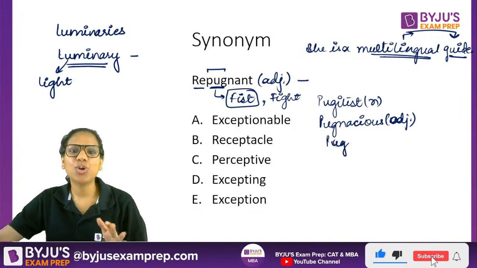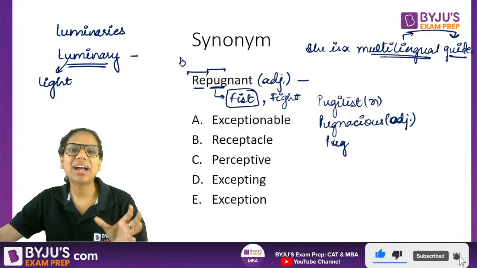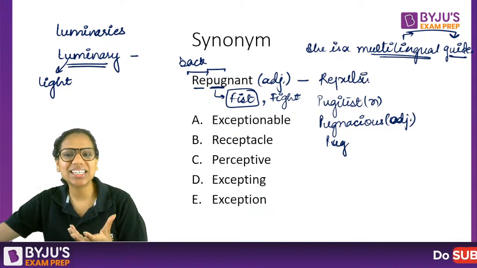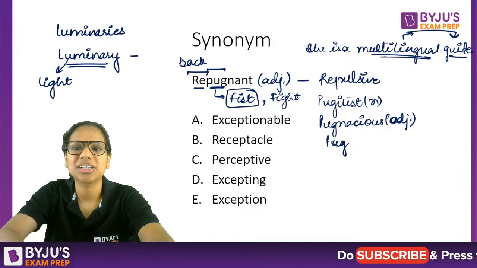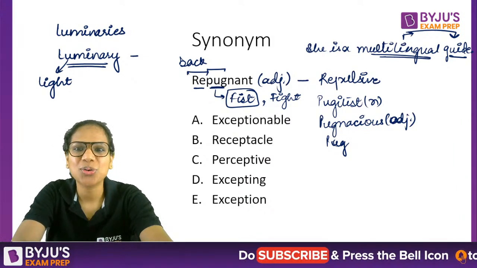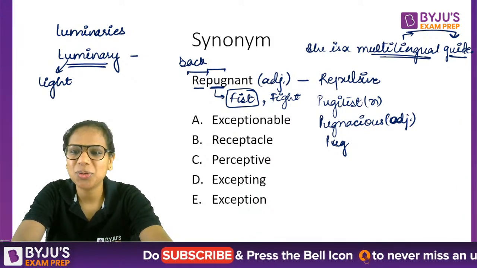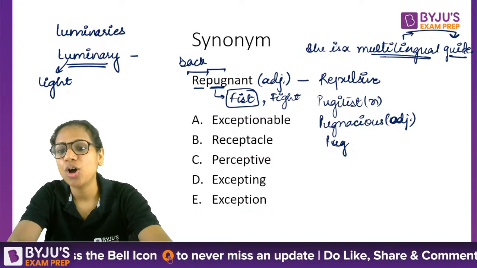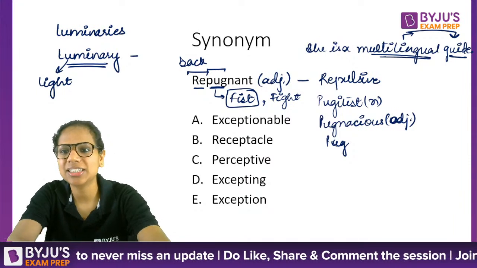Repugnant. You want to fight back something. You find it so repulsive, disgusting. That is repugnant. Okay. So, what should be the answer now? Tell me. Pranita has answered correctly. Disgusting. Obnoxious is a synonym. Correct.